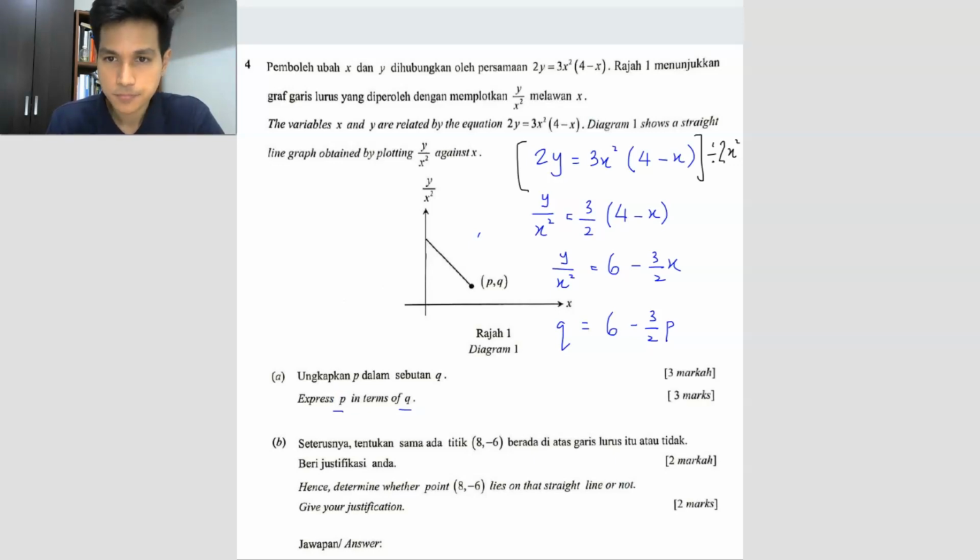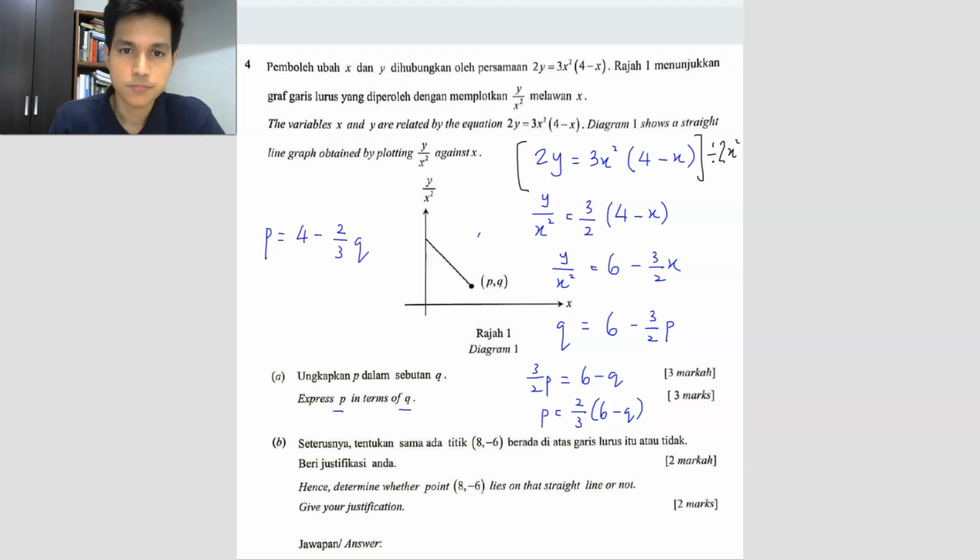So you get 3 over 2 p equals 6 minus q. So p equals 2 over 3 times (6 minus q). You can leave it like this, or you can expand it. If you expand, I'm going to write it here: p equals 4 minus 2 over 3 q. Okay, so this is the answer for question A.